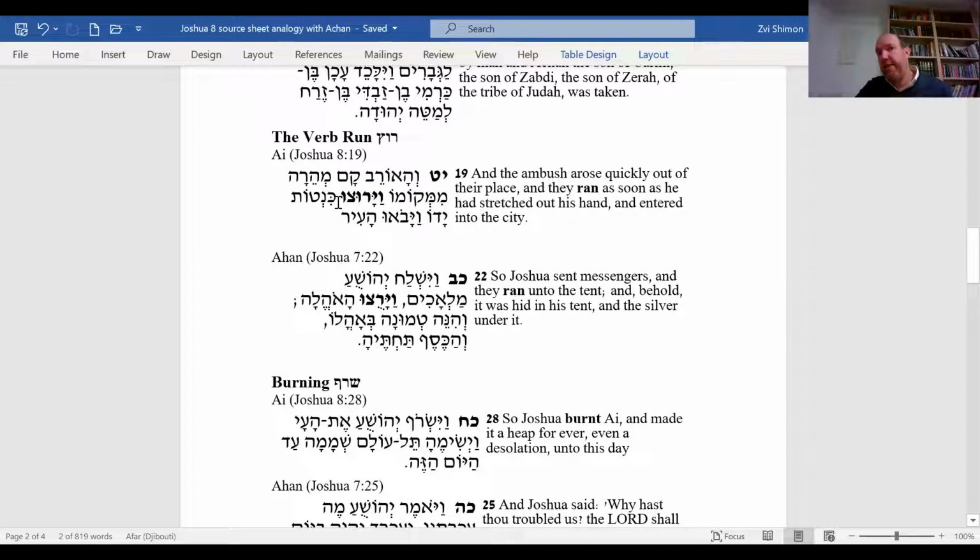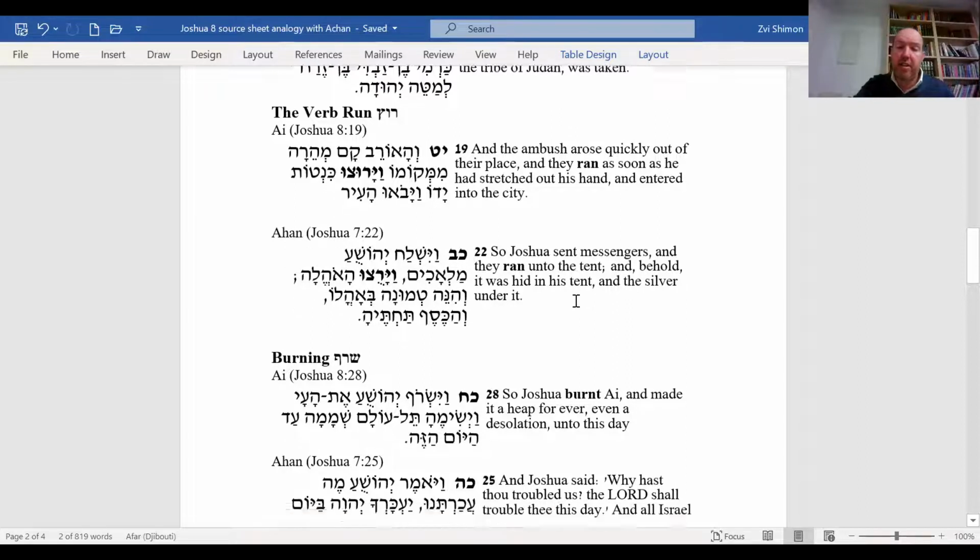You might think, okay, usually you run in war, and that's true, but it's not found in war descriptions in the Bible. Surprisingly so, but it is found here. And we also found it in the previous chapter, perhaps even also surprisingly, when Joshua sent the messengers to see where Achan had hidden the spoils he took, the forbidden spoils from Jericho. So there too, it says that vayarutzu ha'ohela, and they ran to his tent.